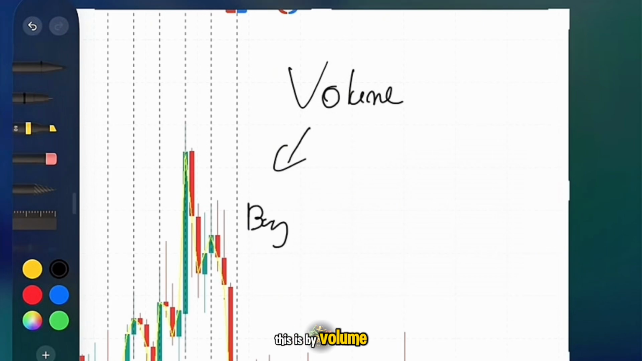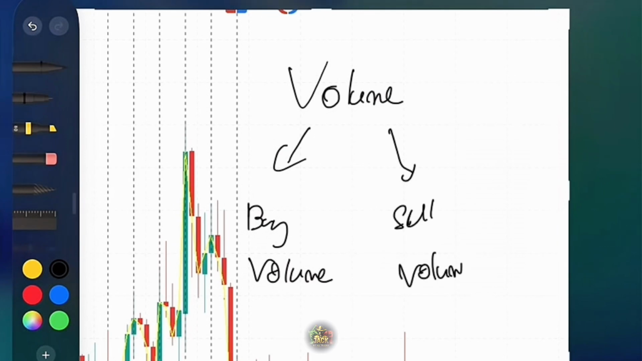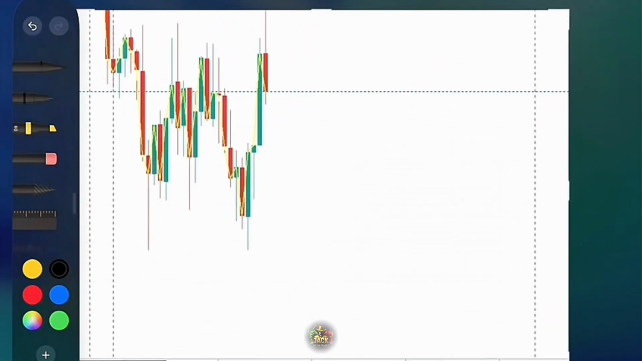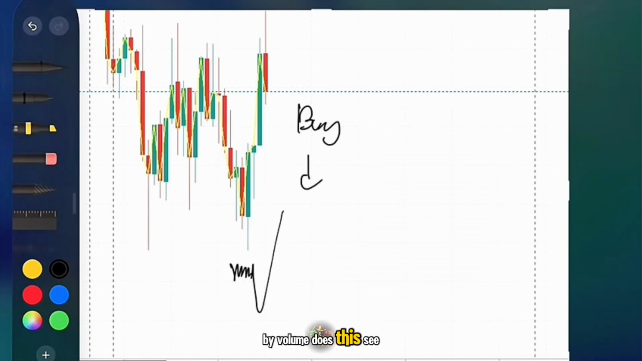Now, there are 2 types of volume. This is buy volume. And then we have sell volume. How do we identify buy volume and sell volume? It's pretty simple. Look at this. This is a buy volume. Okay? Buy volume does this. See? Volume.